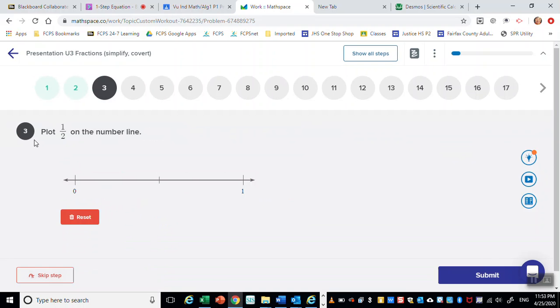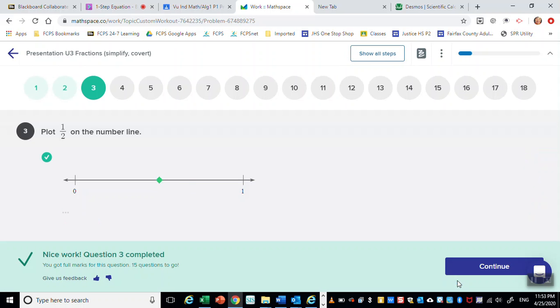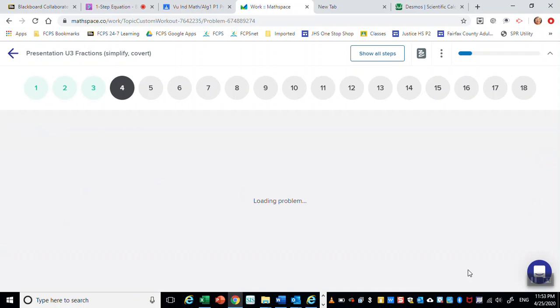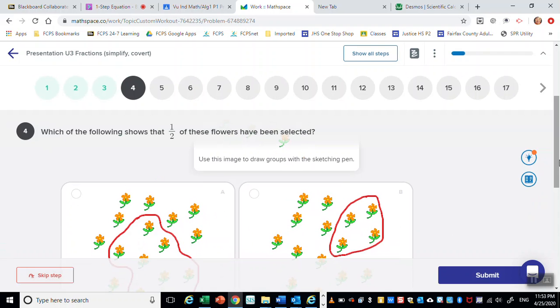Then question 3. Plot 1/2 on the number line. 1 out of 2, 1/2, right? So it should be here. From here to here is 1, and then you need half of it, 1 out of 2. That means in the middle, and you submit. Yep. Question number 4.